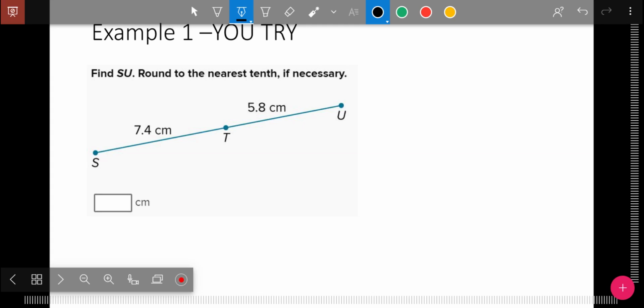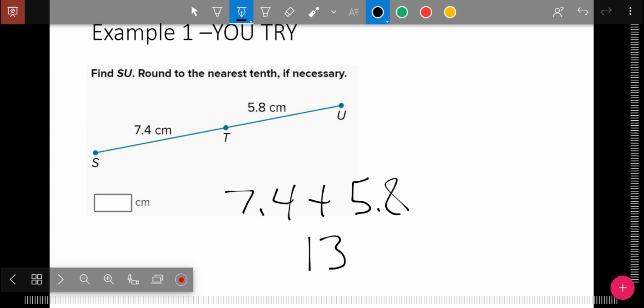Right. Hopefully you got 13.2. All right, the first part 7.4 plus the second part 5.8 equals the whole thing. SU equals 13.2. Now, why down here did I not write segment SU?